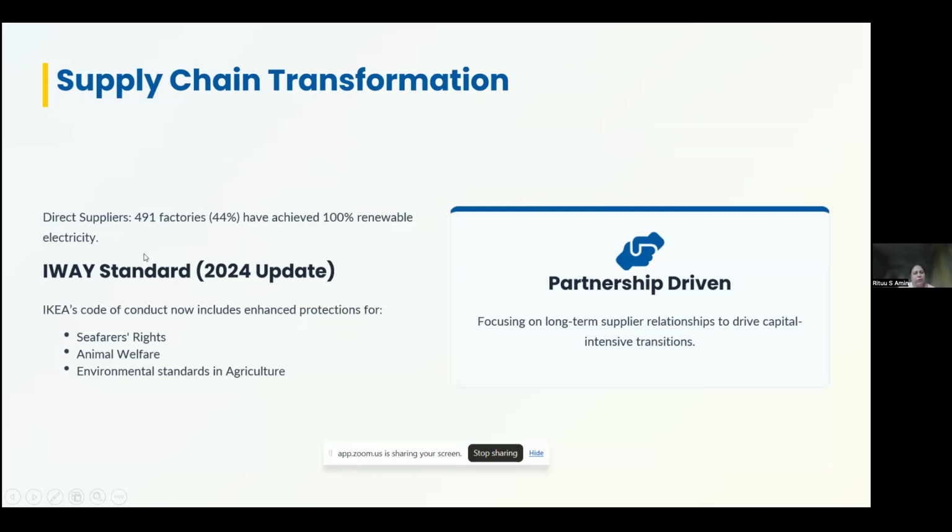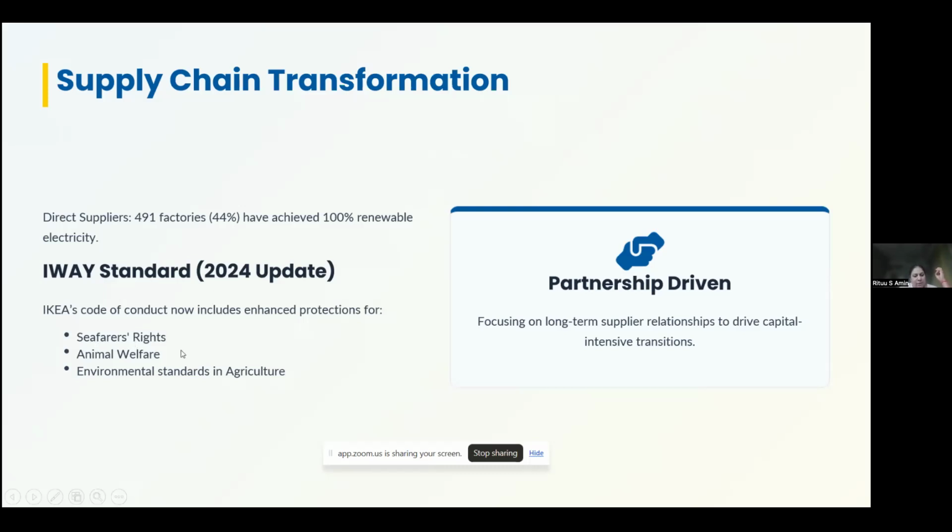The supply chain transformation, direct suppliers are from 401 factories. 44% have achieved 100% renewable energy. The whole model is partnership driven, and they focus on long-term supplier relationships to drive capital-intensive transitions. IKEA's code of conduct includes enhanced protections. So even as in they focus on each and every aspect, or where they can basically work or reduce emissions.